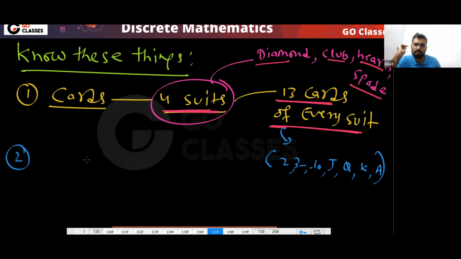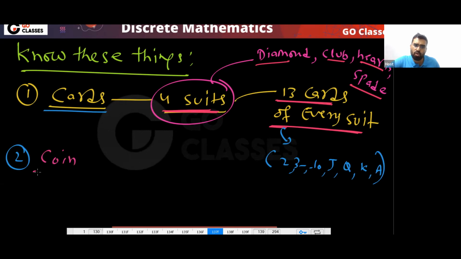So this is about cards. Please know these things today. Go on the internet and check it out. You don't have to understand how to play, but you should understand what the things are called. In a card game there are 4 suits: diamond, club, hearts, spade. 13 cards of every suit: 2, 3, 4, 5, 6, 7, 8, 9, 10, and then you have jack, queen, king, ace.